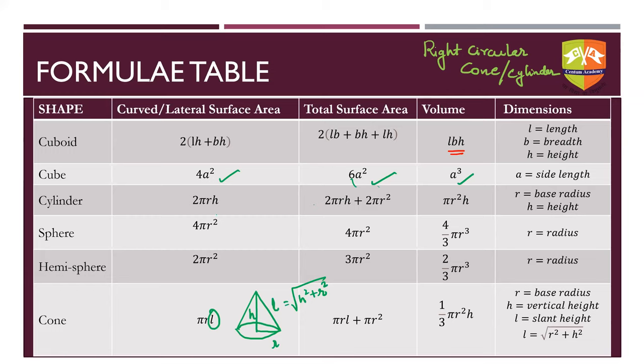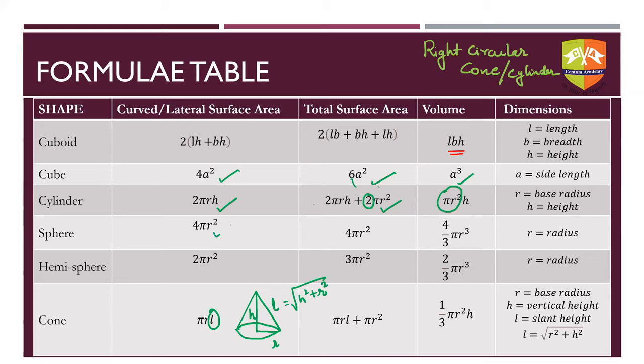Anyway, for the cylinder, 2 pi RH is the curved surface area, and 2 pi RH plus 2 pi R square is the total surface area. Why 2 pi R square? Because there are two surfaces, top and bottom. Volume is pi R square H. This is base area into height, so you can relate to it.